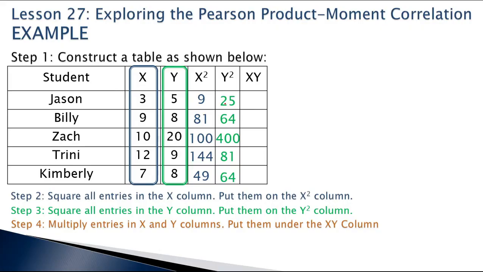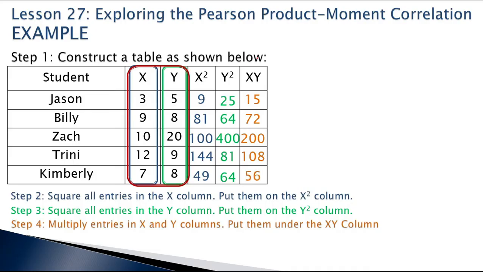Multiply the entries in the x and y columns. Put them under the xy column. So for these two columns, we multiply the data and put the answer in this column. Good. 3 times 5, 15. Next, 9 times 8, 72. 10 times 20, 200. 12 times 9, 108. 7 times 8, 56. Okay, good.